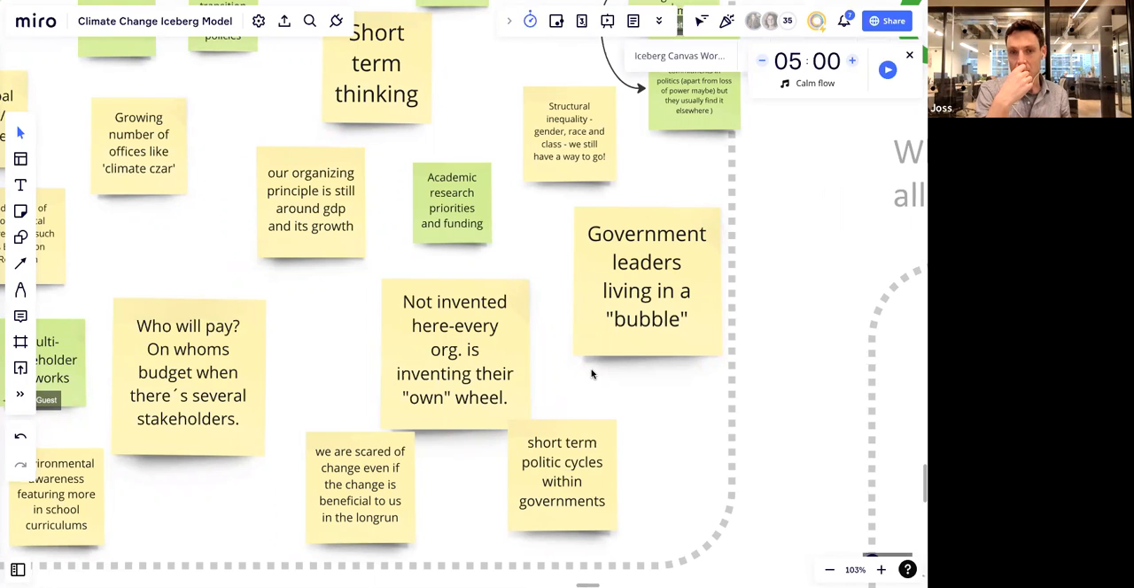Yeah, and trying to get synergies between organizations instead of each one recreating the wheel. Okay, we're scared of change, even if the change is beneficial to us in the long run. Academic research priorities and funding. Our organizing principle is still around GDP and its growth. We are scared of change.